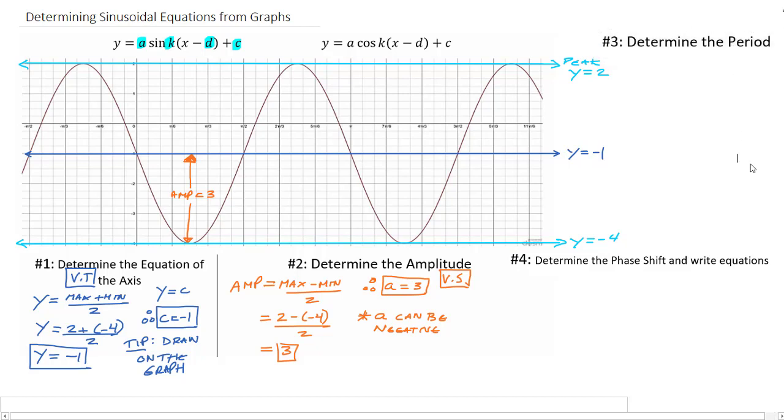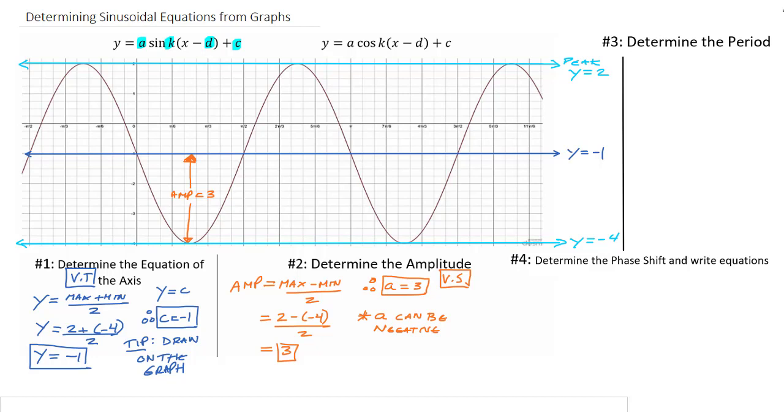Okay, determining the period. Let me just draw a line in here. I can't imagine how fun it is to sit there at home and listen to me ramble on. I'm sorry, I'm doing the best I can. I know this is not ideal, and if I were you, I'd be rolling my eyes listening to my teacher ramble on about this stuff. So sorry if I'm boring you to death.